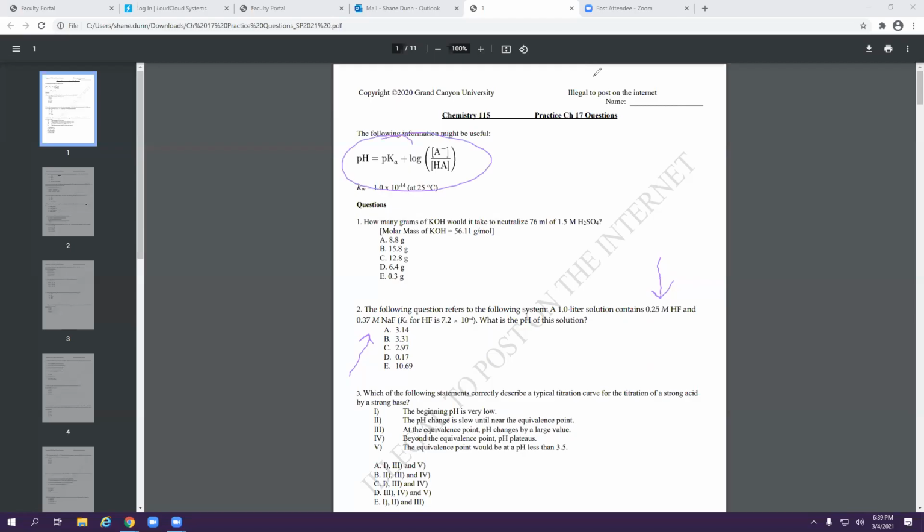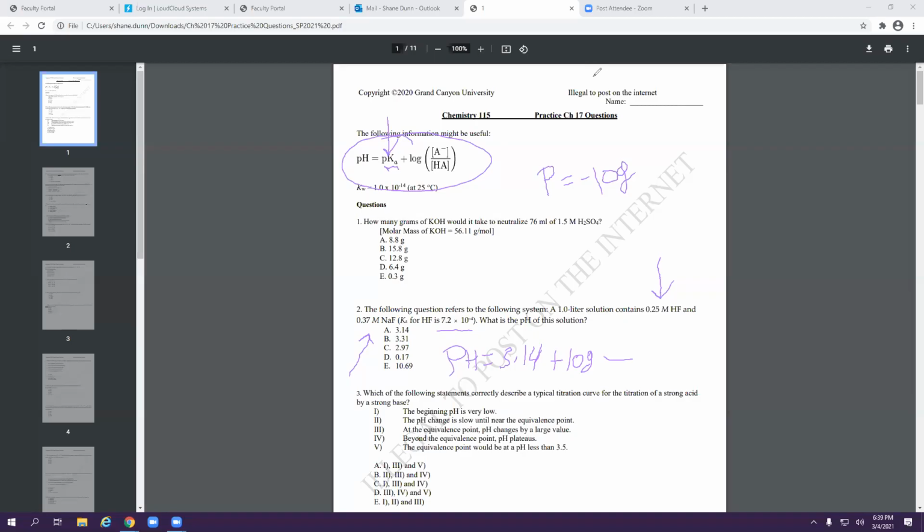Now, the only thing you guys might not know about yet is pKa. So anytime you see lowercase p, that just means negative log. So pKa is what? The negative log of Ka, right? So take the negative log of this Ka value, and what do you guys get? 3.14. Plus the log of A over HA.